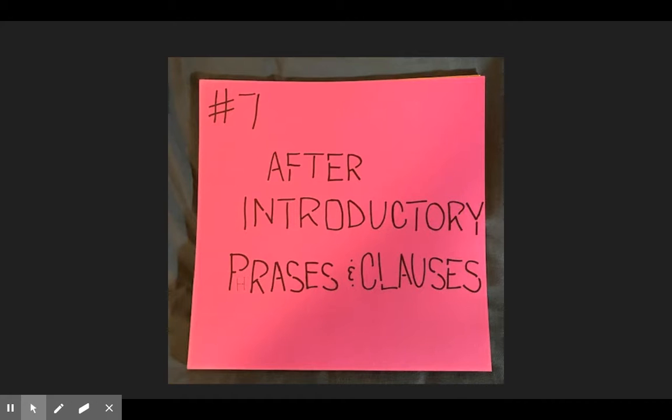Number 7, after introductory phrases and clauses. An introductory phrase or clause is essentially a dependent clause that comes at the beginning of the sentence instead of at the end. That's the major difference. So when you happen to have that at the beginning of the sentence, then you still want to be able to determine, is that something I could take out and leave off and still have a complete sentence? If it is, then it's something that you would set off with commas.